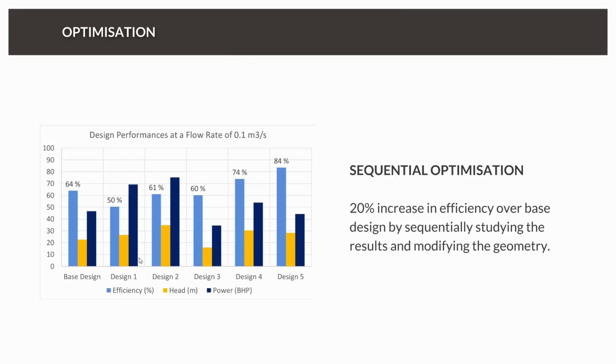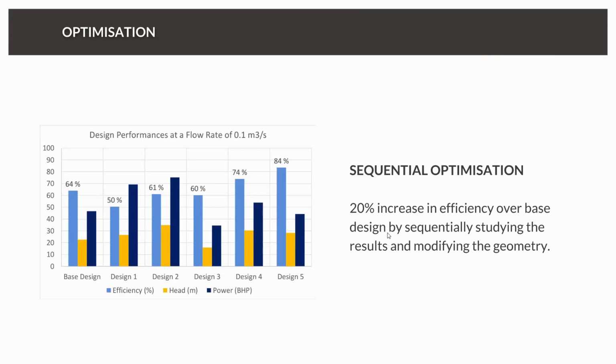And in the end of the day, you can see that we were able to massively increase the efficiency of our design from 64 to 84%. And we also had a version where the efficiency was low, but we had a very high power. And these are, let's say, the three design scenarios we can see based on the study.